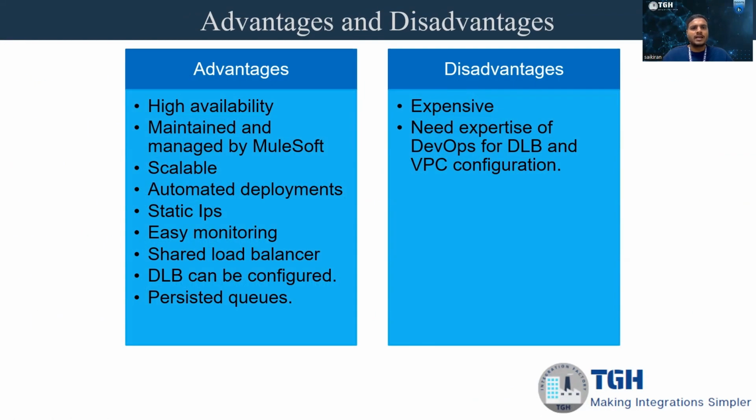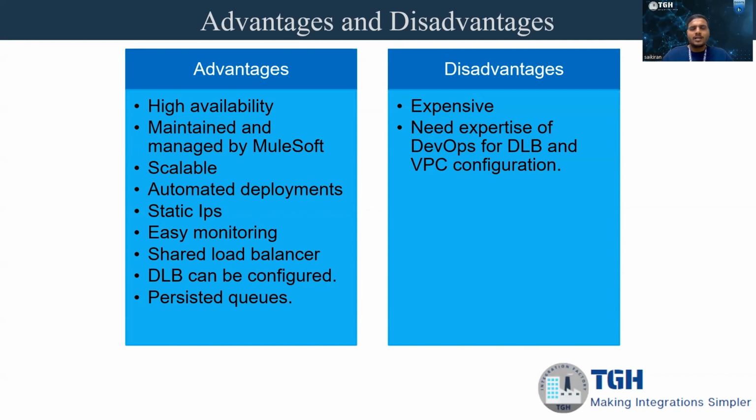So advantages are high availability. MuleSoft CloudHub workers are deployed to different availability zones. So if one data center got any outage issue, the other data center will take care of the application executions. It is completely maintained and managed by MuleSoft, so we don't need to worry about the update patches and security patches.